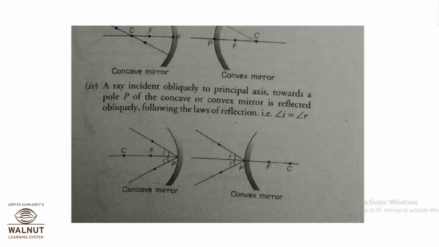And the fourth condition, which was not there in the PPT, is that a ray incident obliquely to the principal axis towards the pole of the concave or the convex mirror is reflected obliquely, following the law of reflection, that is, angle of incidence is equal to angle of reflection. So if the ray is coming in this direction and hitting the pole, it will get reflected in this direction, and this angle will be the same as this angle.